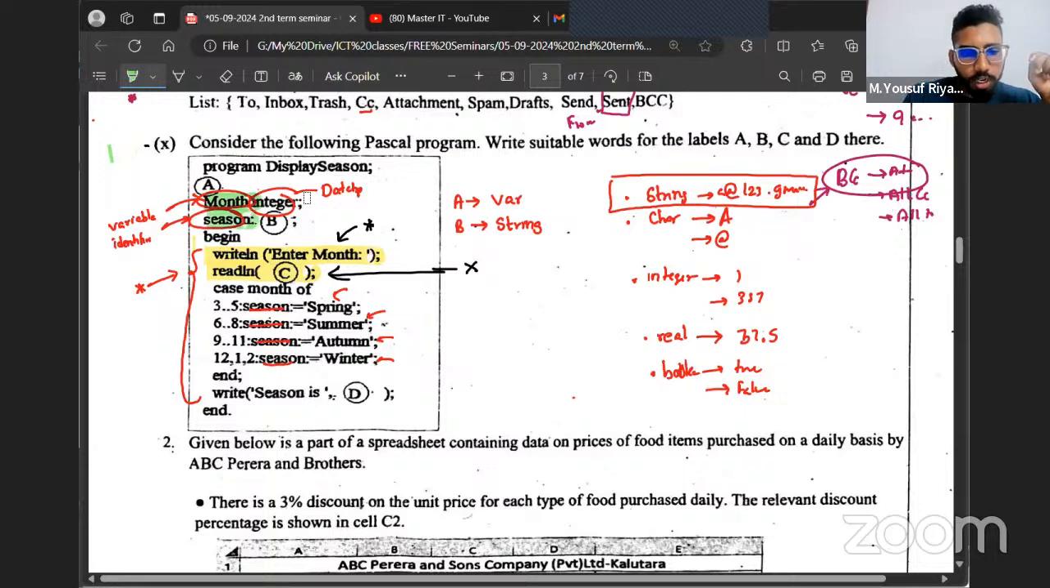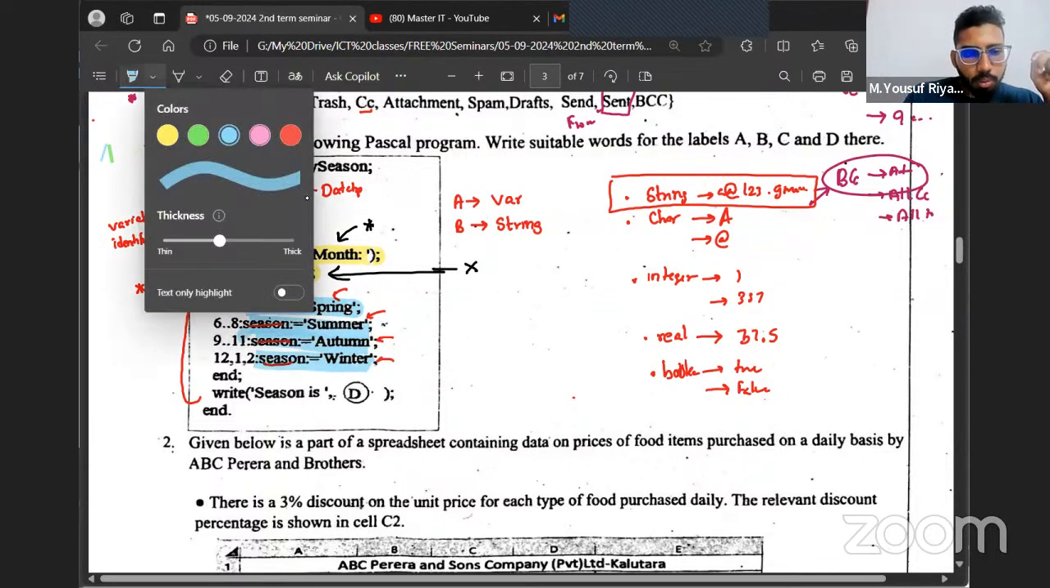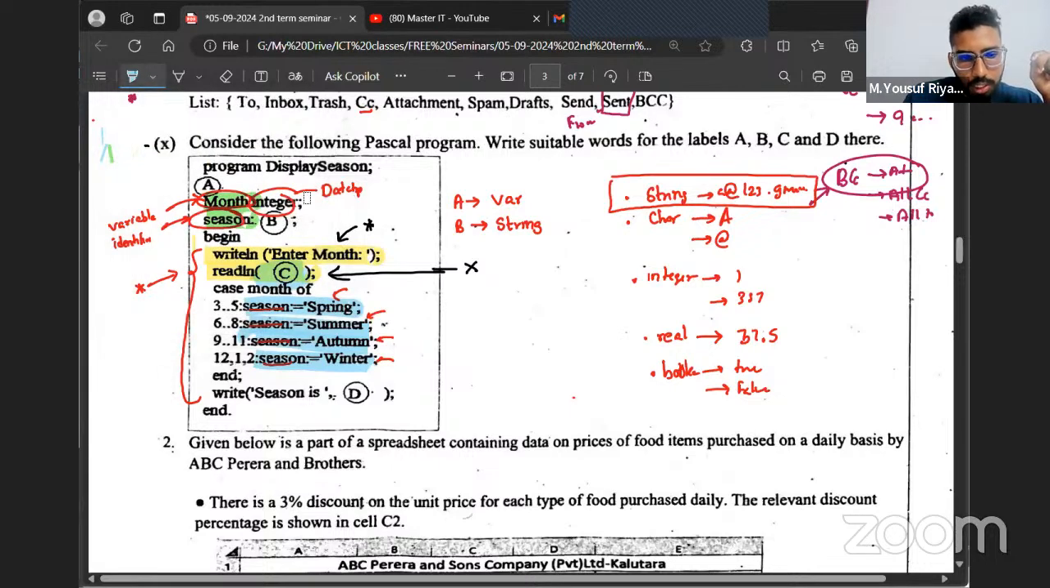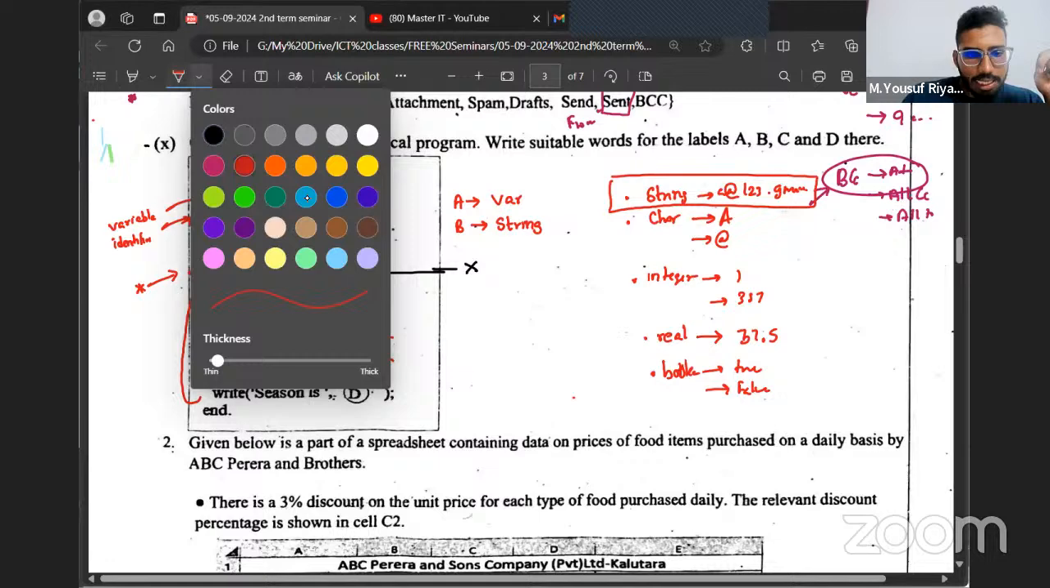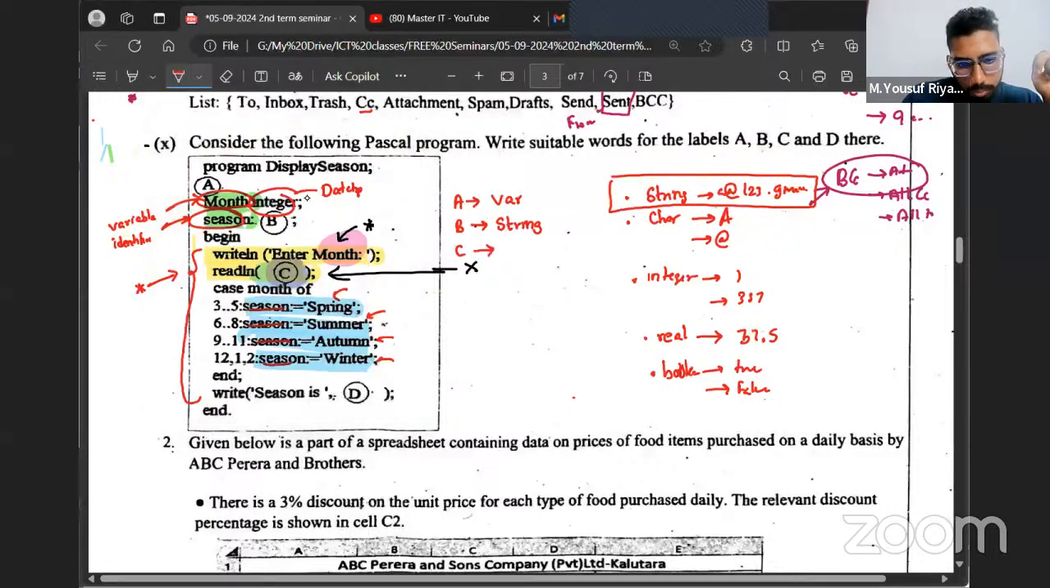Now you already know the season variable in this program is going to be used to store the season like spring, summer, autumn, winter. And the month variable is going to be used to store the month the user enters. We're asking the user to enter the month now. This month the user enters, we're going to store into this month variable. So I'm going to say C is going to be month.